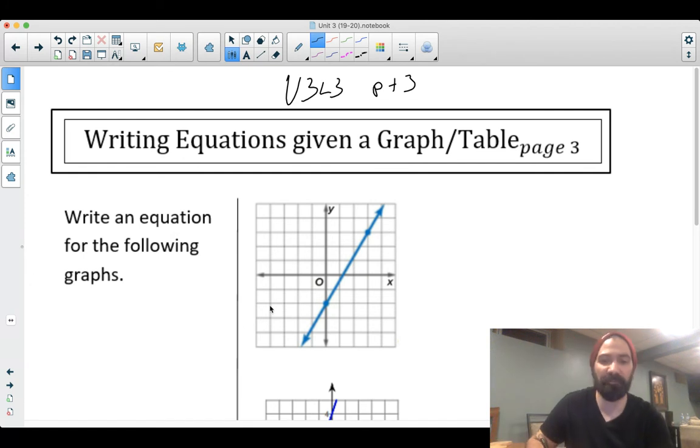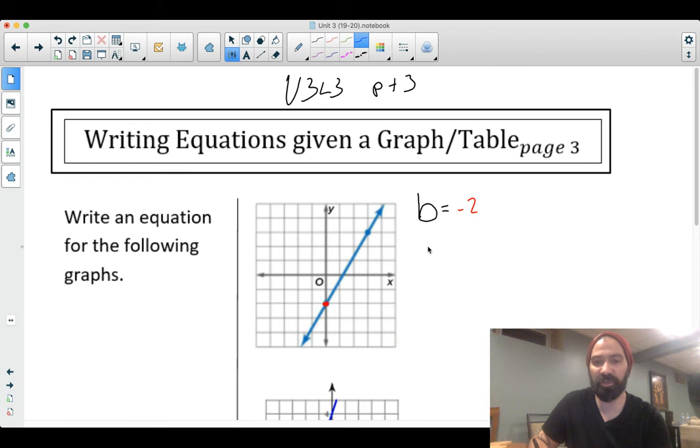Start with the graph. First thing you want to do, you want to identify your y-intercept, your b. Look at our graph here. It looks like it crosses right there. That's from the origin down to our y-intercept, which is -2.